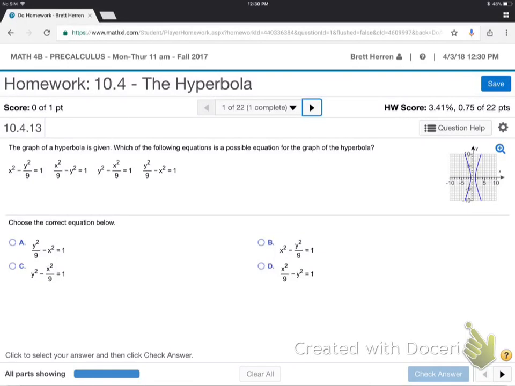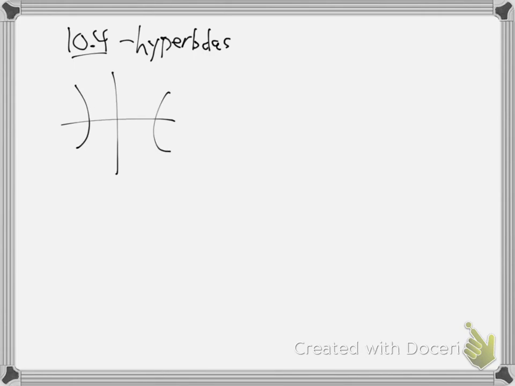All right, so 10.4, number 1. So we're talking about hyperbolas. Actually, before we dive into number 1, let me just give you the setup. So 10.4, hyperbolas. What are they? Well, they're basically, let me give 2 examples. They're 2 branches faced away from each other, like this, or up and down. So they're right and left, or they're up and down.